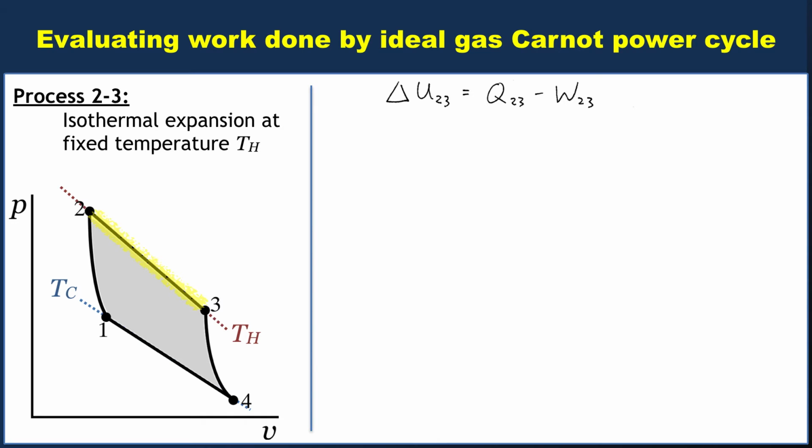You'll basically just be evaluating the internal energy at temperature 2 and temperature 3, but they're the same temperature. That's very helpful if you know the value of Q23, because then you can immediately solve for W23. What I'm going to assume, though, is that we don't know the heat transfer.